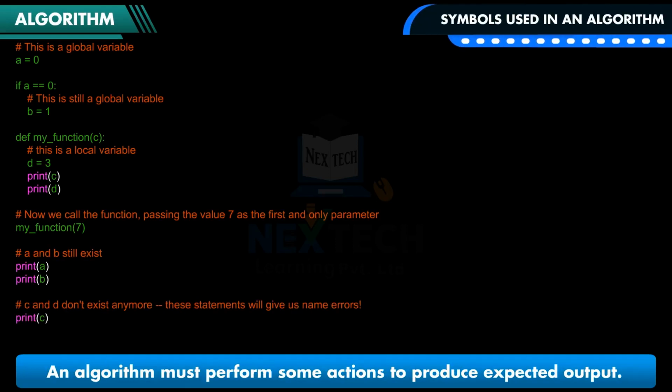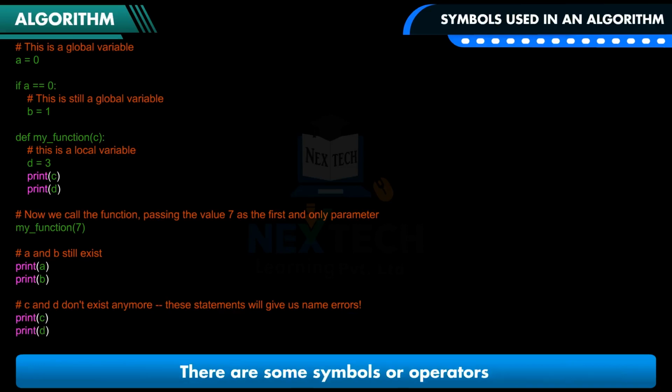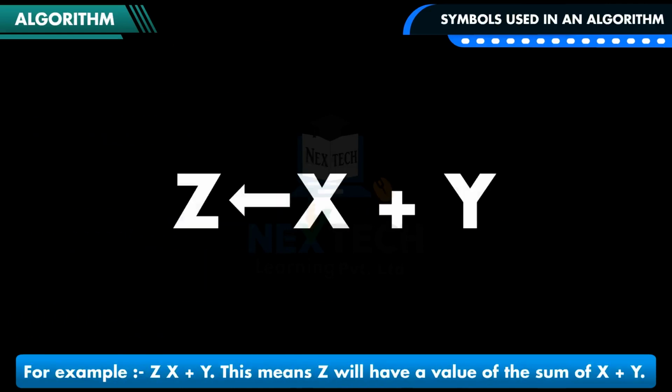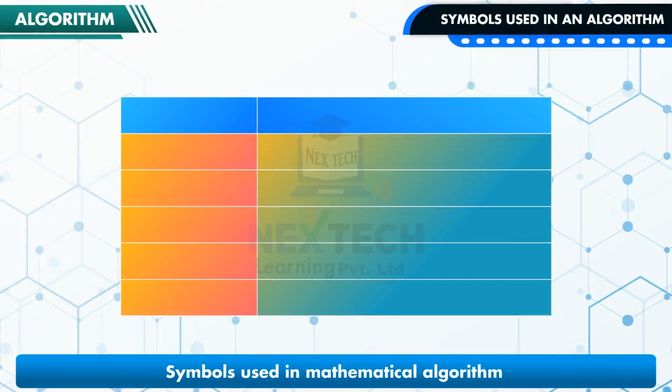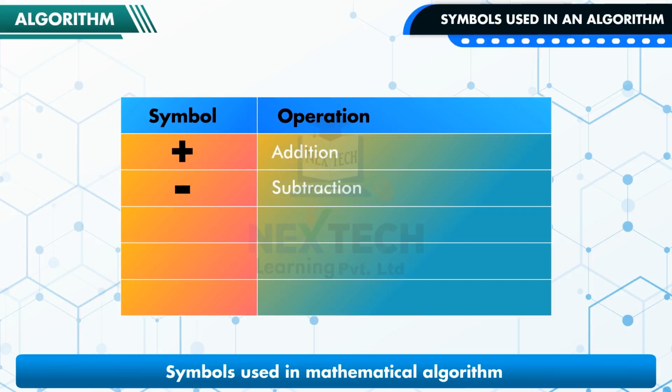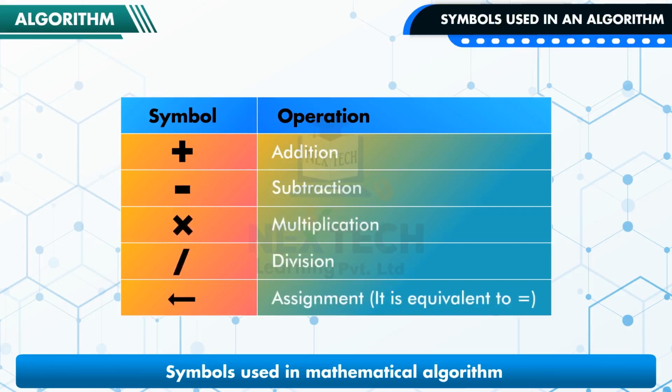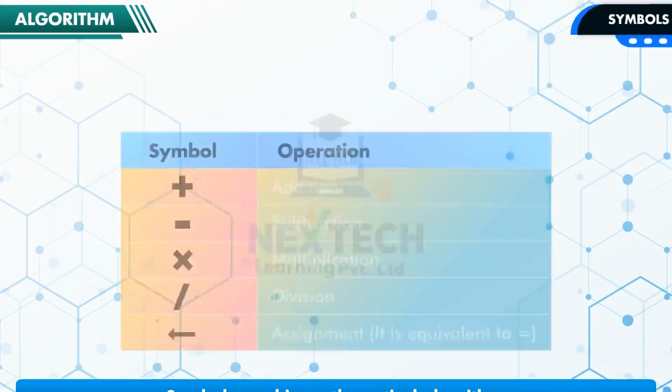Symbols used in an algorithm. There are some symbols or operators that are used while writing mathematical algorithm. For example, this means z will have a value of the sum x plus y. Symbols used in mathematical algorithm. Symbol, operation: addition, subtraction, multiplication, division, assignment. It is equivalent to, equal to.